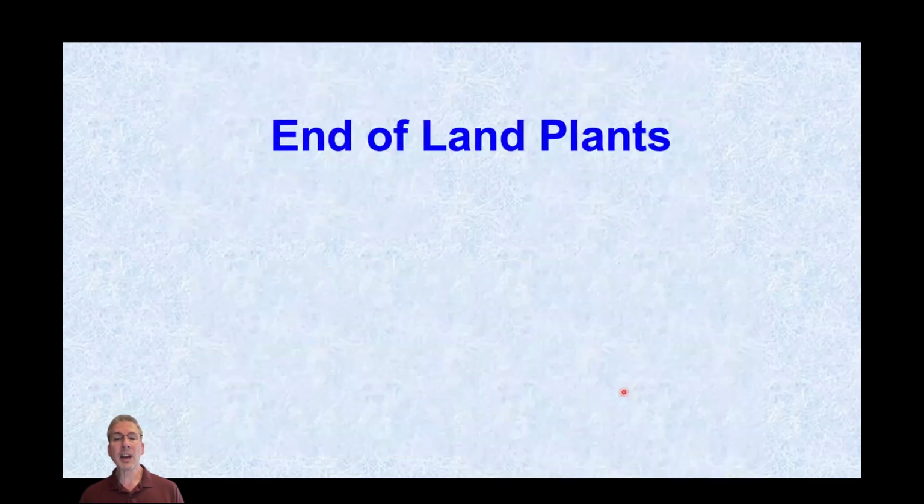So that concludes our brief discussion of the major groups of land plants and some of the key events that occur as part of their life cycles.